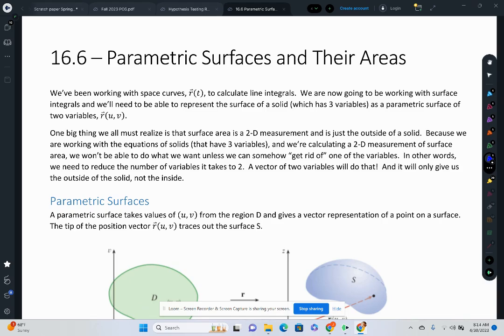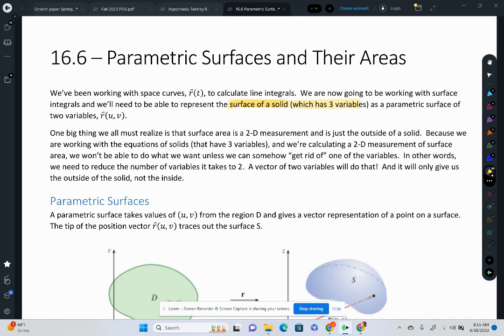And so we'll still need to have some sort of vector representation. But now what we're going to be doing is taking the surface of a solid, which would have three variables. You could think of something like a sphere, x squared plus y squared plus z squared equals 4, right? That would be a solid. We want just the surface of the solid, not the insides. And those have three variables, okay?